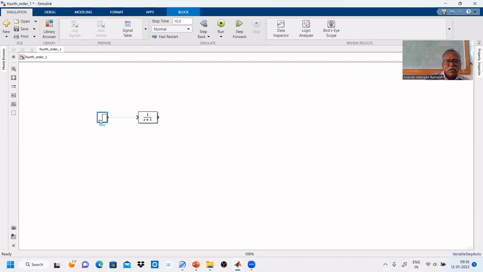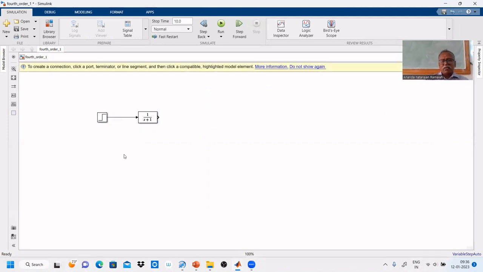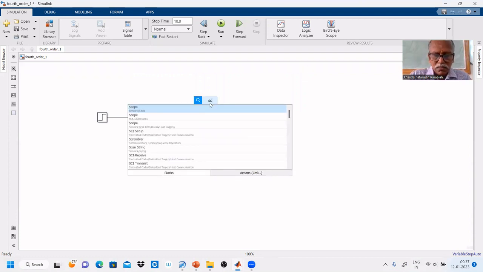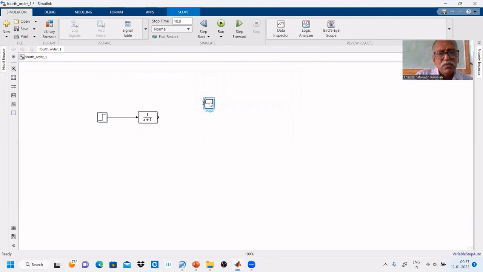So we have to get the step response. It will indicate whether you want to connect. So if you click that blue link, or you can connect like this. So now the step input is given to the transfer function. We have to see the output, that's why we need a scope. Scope is required. So I got the scope. Scope is placed here. The blue line is correct. That's why I'm just clicking, it is connected.